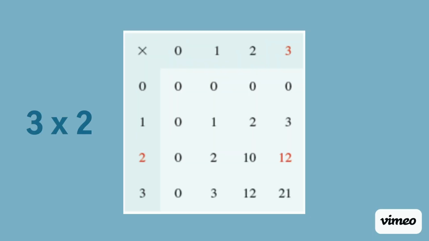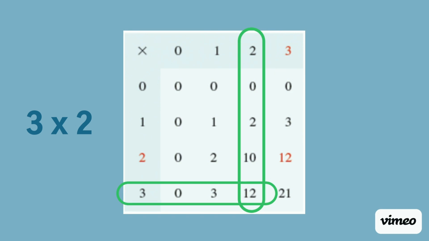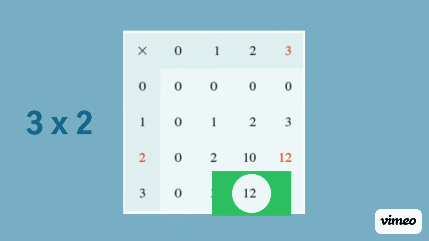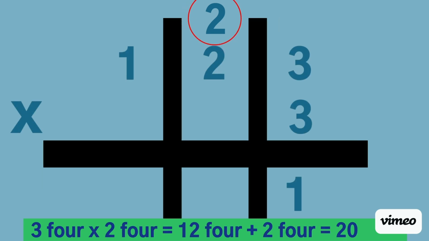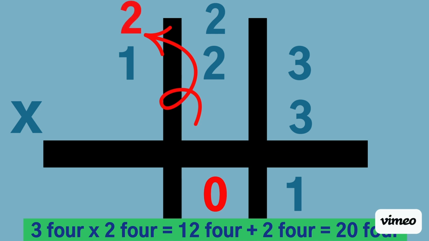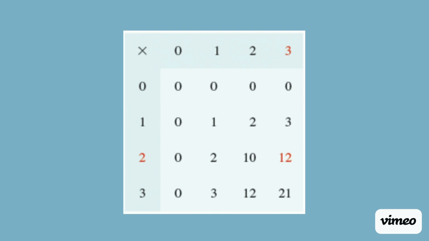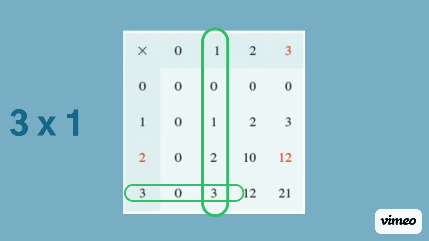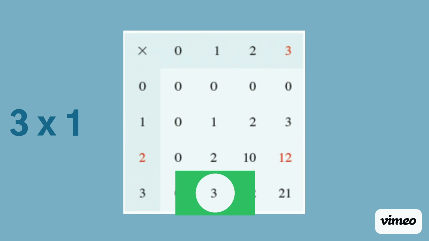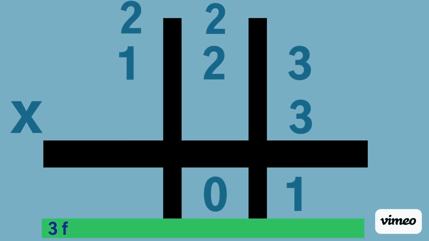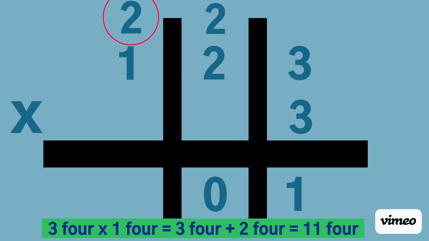Now let's find 3 times 2 in base 4. 3 times 2 in base 4 is 12. Then we have to add the 2 for a total of 20 in base 4. Last, we're going to find 3 times 1 in base 4. We get 3. We're going to add the 2 again for a total of 11 in base 4.